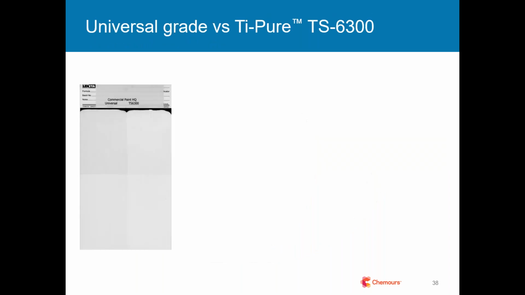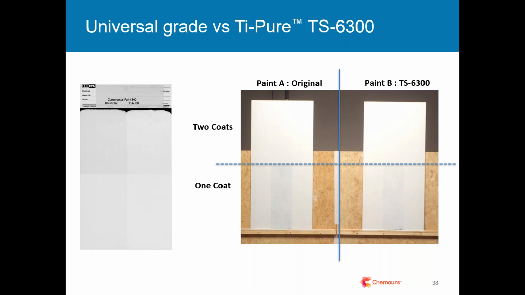Just to illustrate the effect, here you see two paints, same composition. It was a commercial, high quality paint, made with a universal grade of titanium dioxide. And we just replaced that universal type of TiO2 with TS6300. And we applied it at the same thickness. And you see visually, yeah, the contrast ratio is much better for the TS6300 paint. Also, after roller application, I think the differences are obvious. Here, this is after one coat, that's clear. The TS6300 panel after two coats is really completely covering, while here there is still some black shining through.